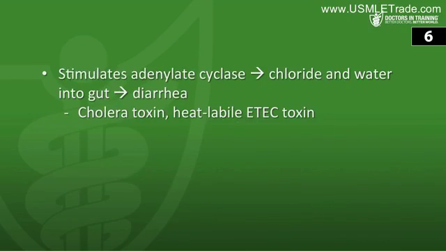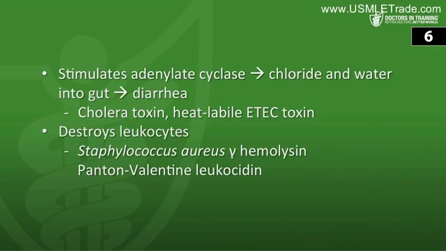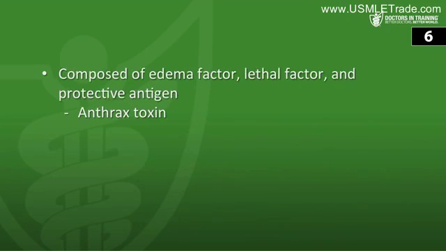This describes both the cholera toxin and the heat labile toxin produced by enterotoxigenic E. coli. Destroys leukocytes. This describes a leukocidin. Staph aureus has gamma-hemolysin and Panton-Valentine leukocidin, both of which are bicomponent toxins that are toxic to leukocytes. Composed of edema factor, lethal factor, and protective antigen. This is anthrax toxin that's formed by Bacillus anthracis.